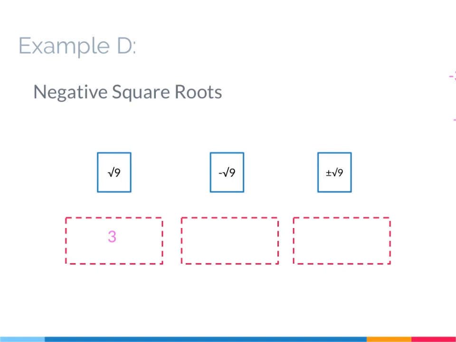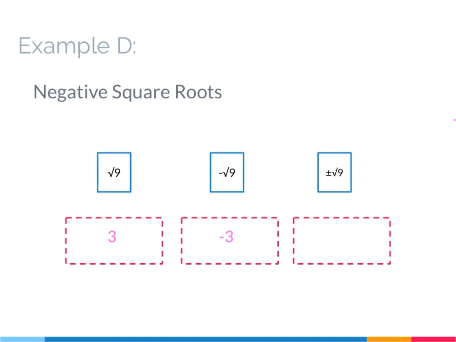The next one, I have a negative symbol outside my square root. So I have to follow my order of operations here. I have to do my square rooting first and then apply the negative. So the square root of 9 is 3, and then apply the negative, so I get negative 3. In the last one, I've got a plus and a minus in front of the square root of 9. Huh, that's weird. I've never seen that symbol before. So what they're asking for there when you see the plus and the minus is both the positive square root and the negative square root.